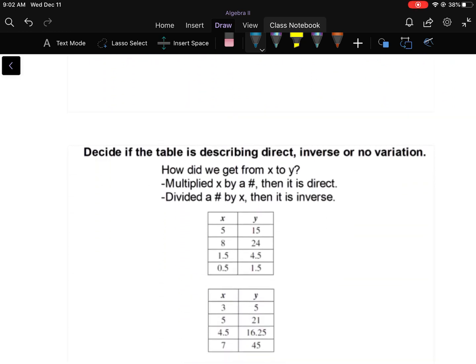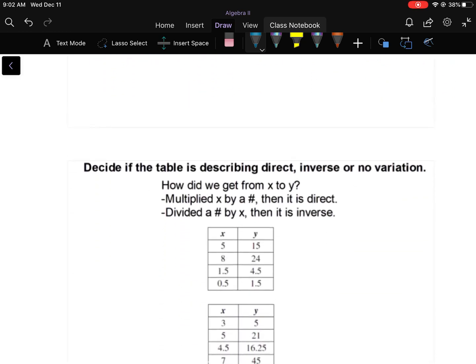So how do you know from a table? Well, I think of it this way. I'm going to go through and double check. Is there a number that I could multiply 5 by to get to 15? Yeah, it's times 3. How about 8 to 24? Yeah, it's times 3. How about 1.5 times 3? Yeah, so it's direct. And the constant of variation, the number that we're constantly multiplying x by to get to y, would be 3.